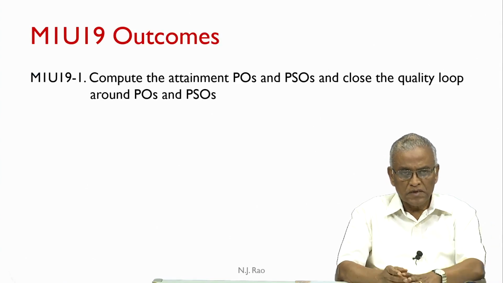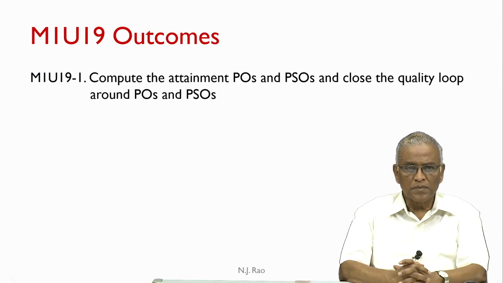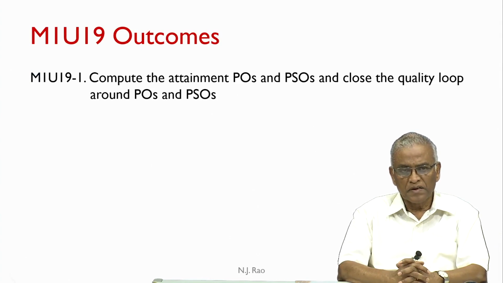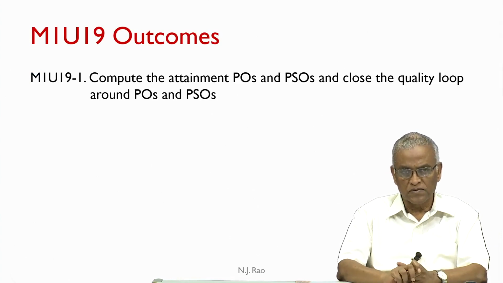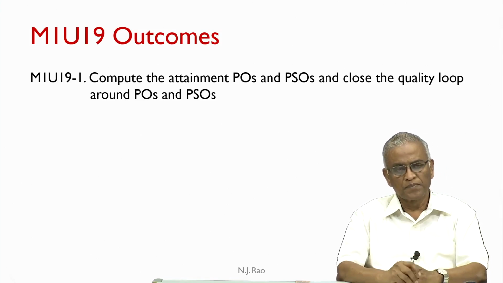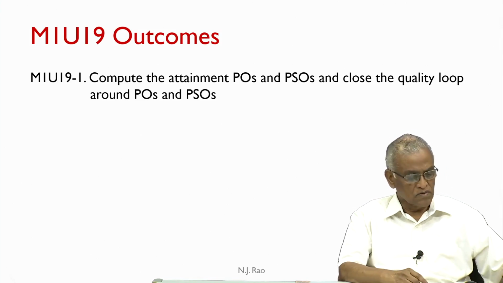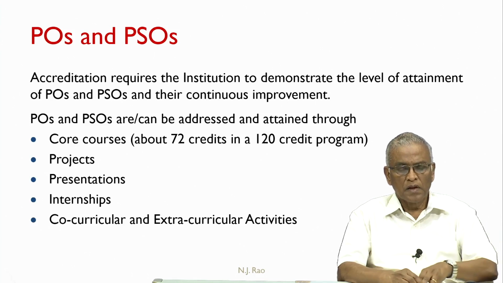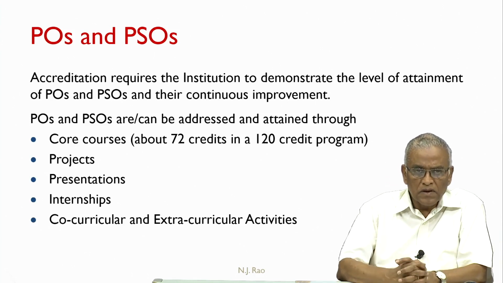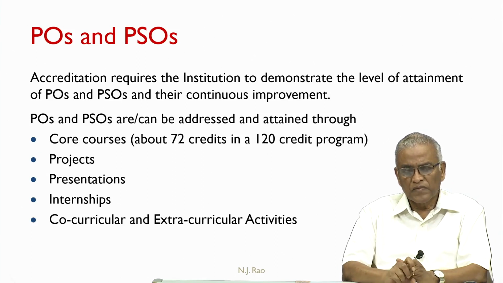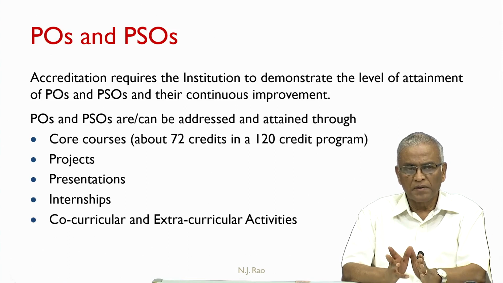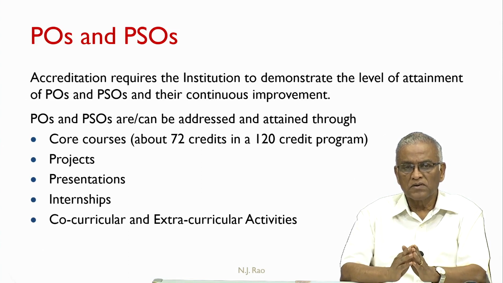In this unit we look at computing the attainment of POs and PSOs and closing the quality loop around POs and PSOs. That is the main purpose of this unit. Now, accreditation requires that the institution demonstrate the level of attainment of POs and PSOs and their continuous improvement.